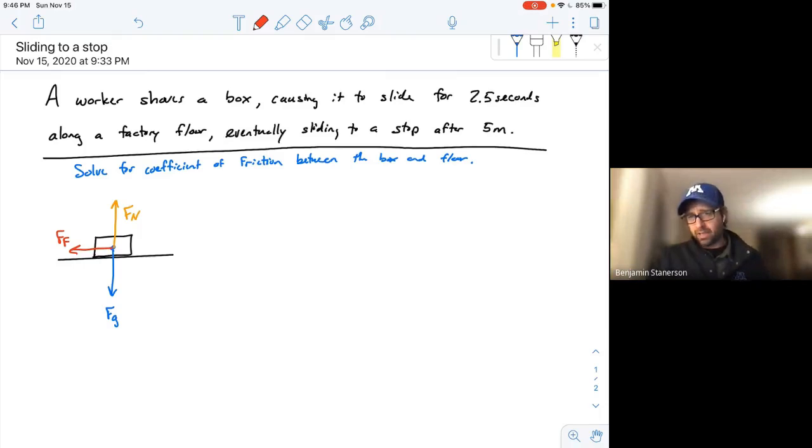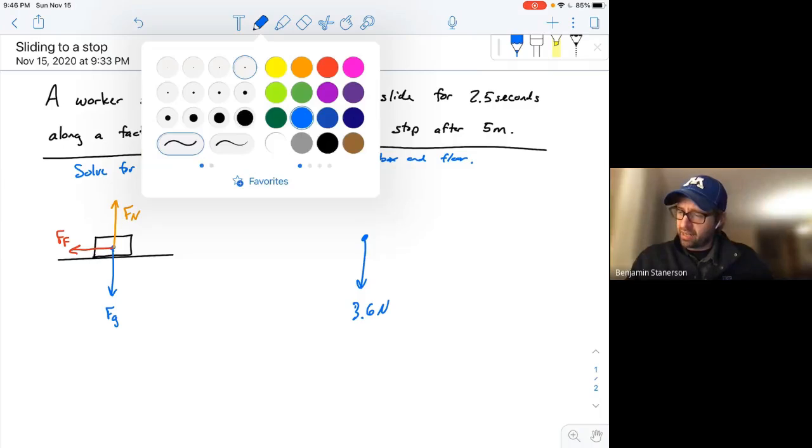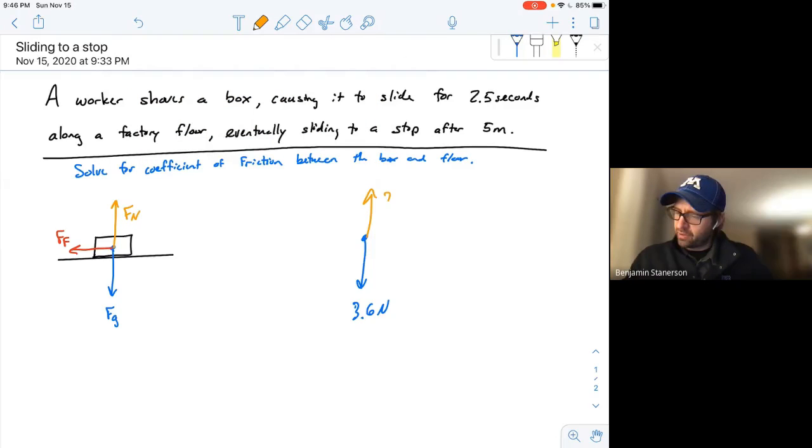All right, so let me give you another example of what this might look like. Let's just say we take an example here. I'm just going to draw in some forces. Let's say we have a downward force of 3.6 newtons and an upwards force of 3.6 newtons. And then we have a sideways force of, let's say, 5 newtons.